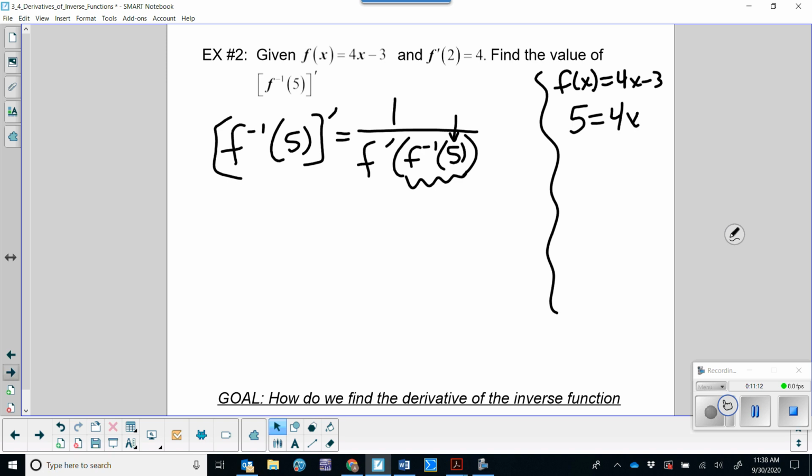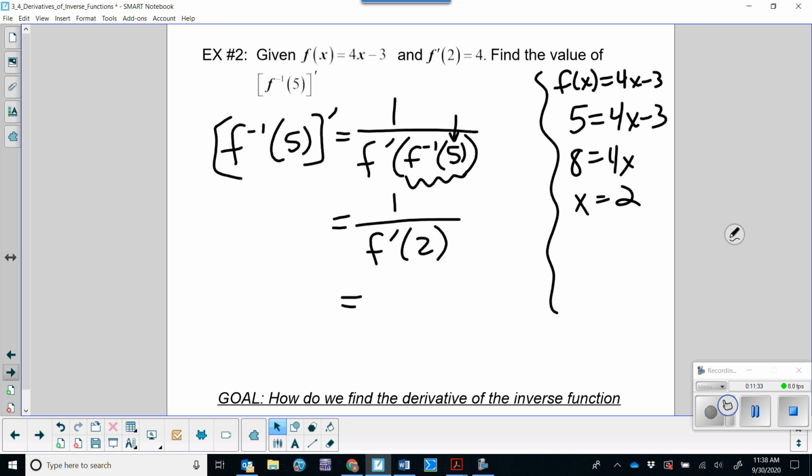So I'm going to solve. When does 5 equal 4x minus 3? And I'm going to get 8 equals 4x, so x equals 2. So now I could go further and say 1 over f prime of 2, because I just figured out what f inverse of 5 is, and that answer is going to be 1 over 4, because they told me that f prime of 2 equals 4, and I would be finished.